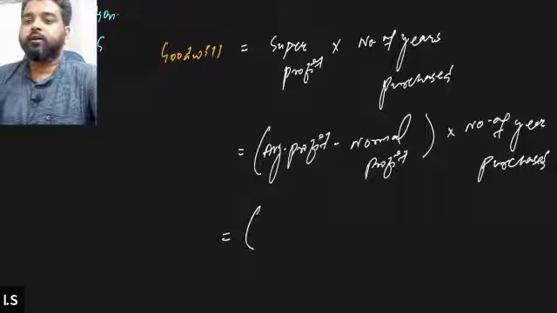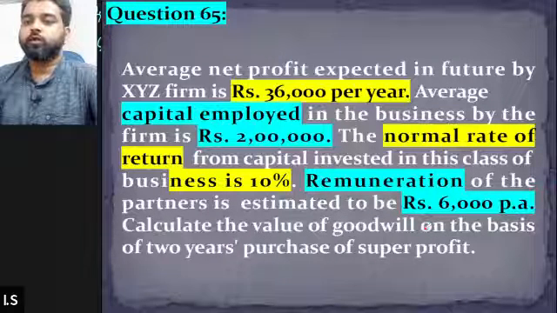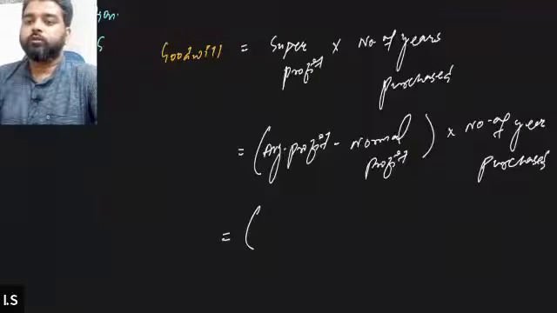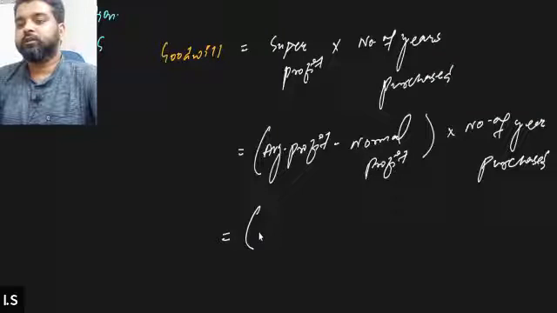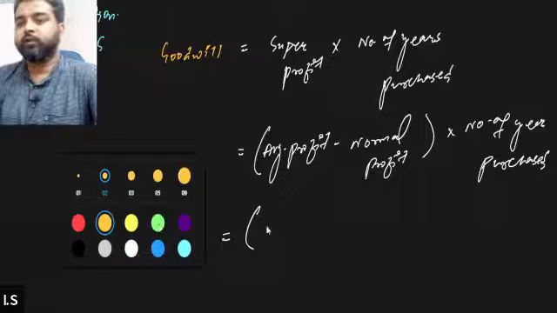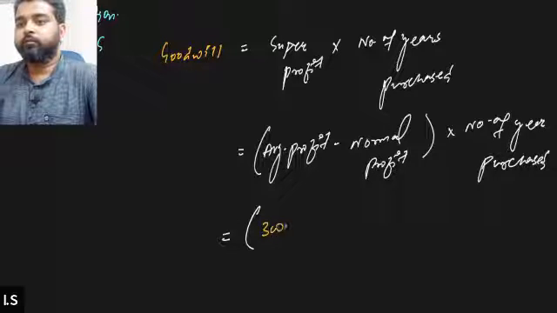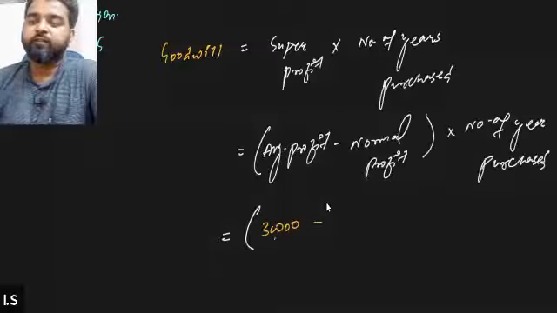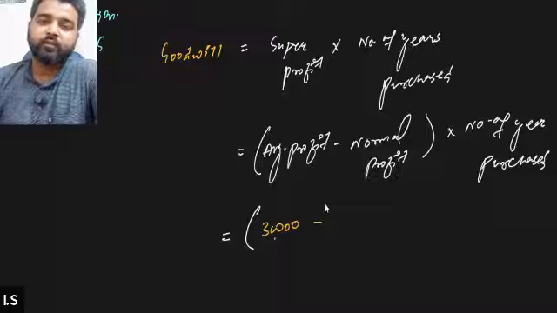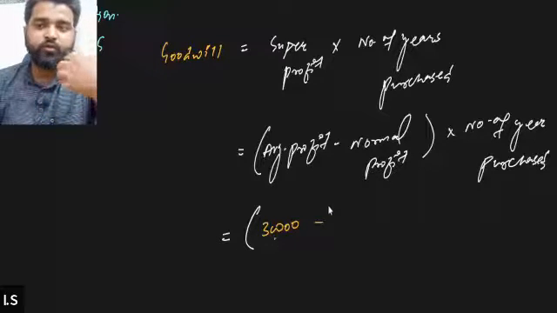See, average profit, which is given in the question, is 36,000 and remuneration is 6,000. So the correct average profit is 36,000 minus 6,000, that will be 30,000. 30,000 will be the average profit. Is this clear to everyone? Why am I writing 30,000 in place of average profit? Because the average profit given in the question is 36,000, but since remuneration is not yet deducted out of it, we will have to deduct it to find the correct average profit.